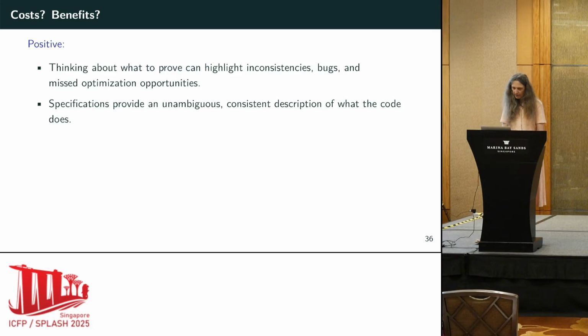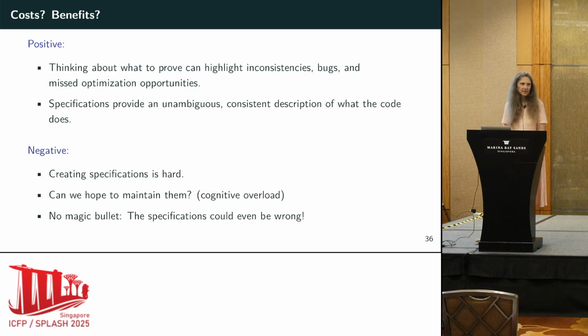Specifications are unambiguous and describe what the code does. On the negative side, I'm sure you have anticipated this, writing specifications is just really hard. Reading specifications is also pretty hard. I think there's a great need for some kind of language that makes the whole thing more user-friendly. And then can we hope to maintain them? The developers already have to understand the code, and they have to maintain the code. Can we expect them to maintain the specifications as well?